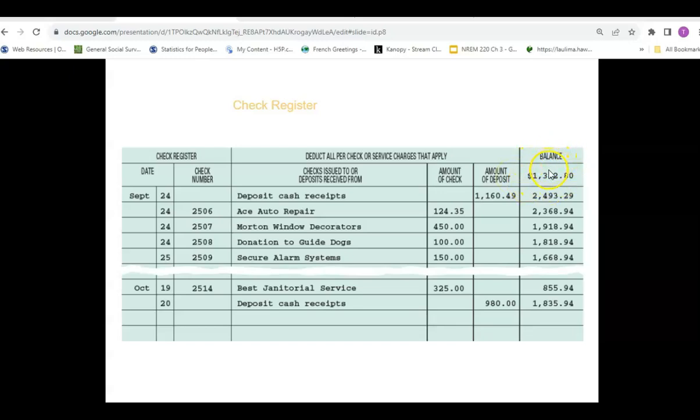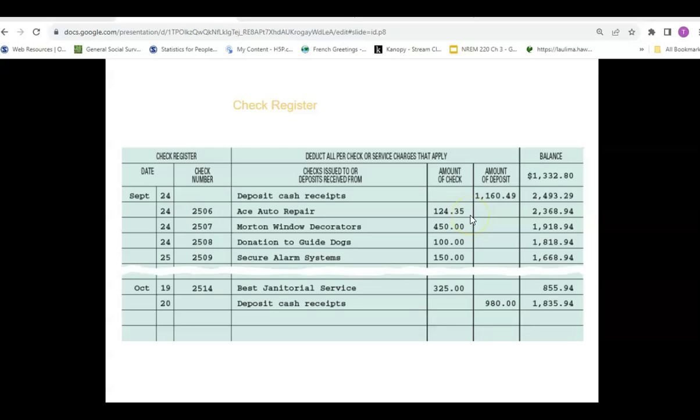And now taking a look at the balance on the far right column. This balance of $1,332.80 was our bank account balance prior to September 24th. Okay, so let's say we started out with this $1,332.80. After this first deposit of $1,160.49, because we added this, because it was a deposit, our new bank balance was $2,493.29.